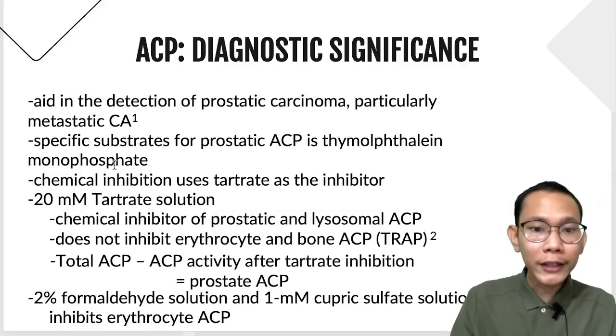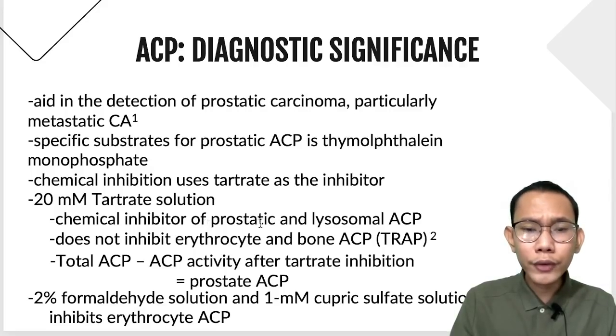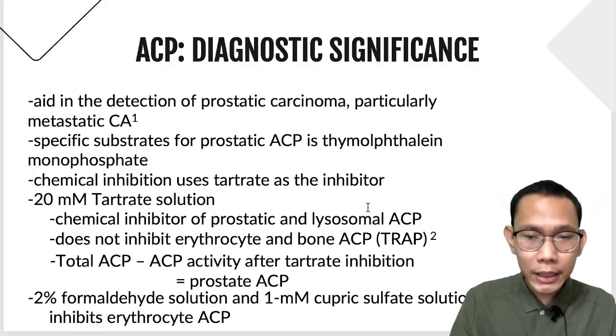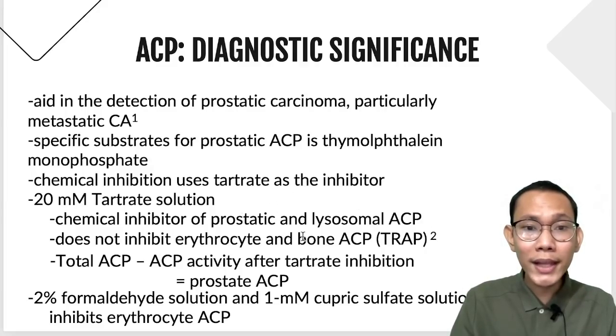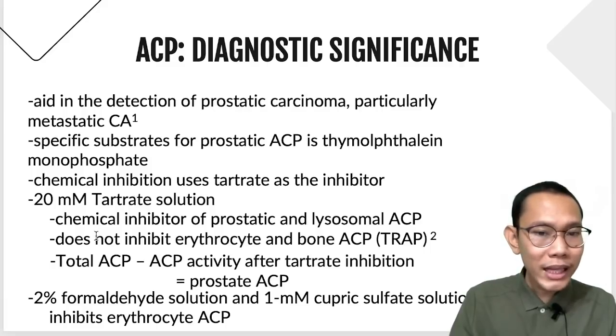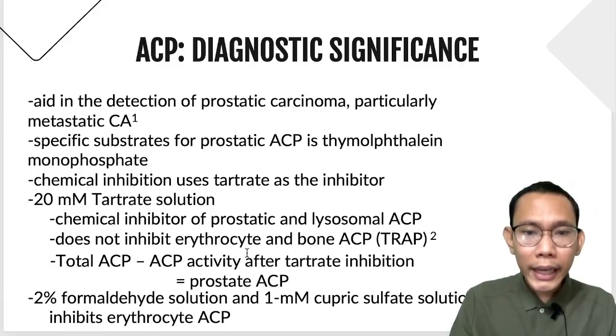How about your tartrate solution? Yung tartrate solution natin, it is a chemical inhibitor of your prostatic and your lysosomal ACP. Again, these are the different isoenzymes ng ating ACP. But it does not inhibit your erythrocyte and your bone ACP. Ito yung tinatawag natin na tartrate resistant acid phosphatase.